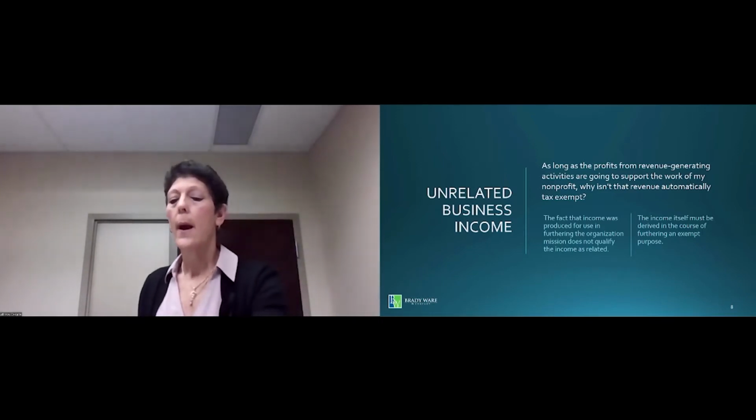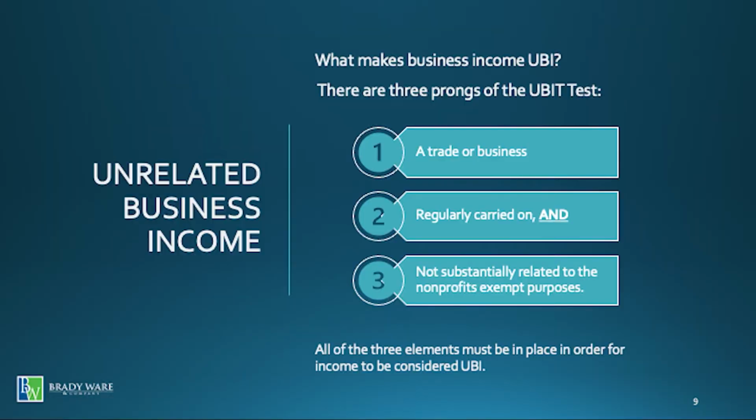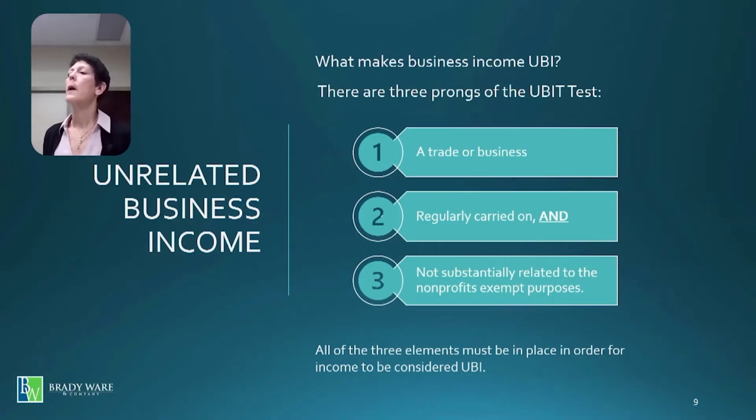So as I stated, the IRS has put in a three-prong test to determine if income should be classified as unrelated business income. The three prongs are: is the activity a trade or business, regularly carried on, and not substantially related to the nonprofit's exempt purpose? As you can see, and what that means, all three of these elements must be in place in order for income to be considered UBIT.